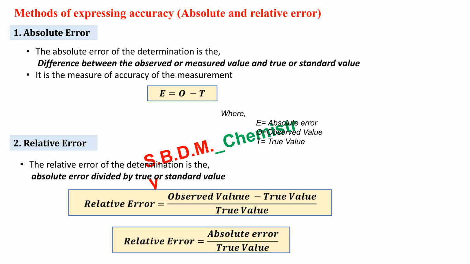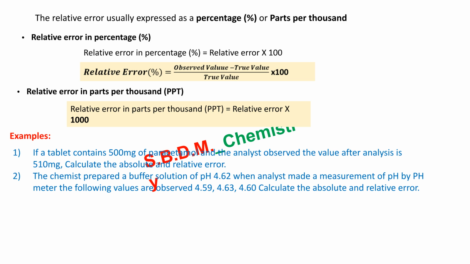Accuracy can be expressed using absolute error and relative error. Absolute error is the difference between the observed and true value. Relative error is the absolute error divided by the true value and measures the accuracy of the measurement. Relative error is typically expressed as a percentage, or in parts per thousand. Relative error in percentage is the relative error multiplied by 100, and in parts per thousand, it is multiplied by 1,000. Examples are provided to illustrate the calculation of absolute and relative errors.